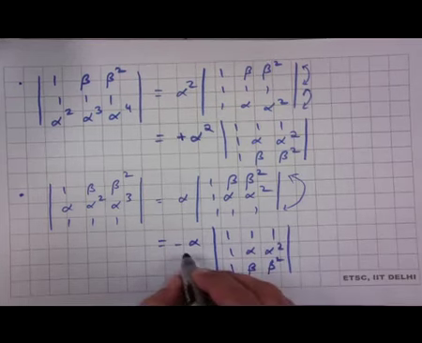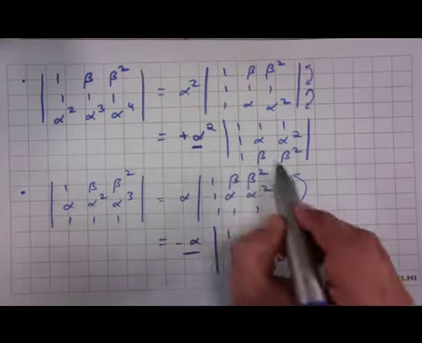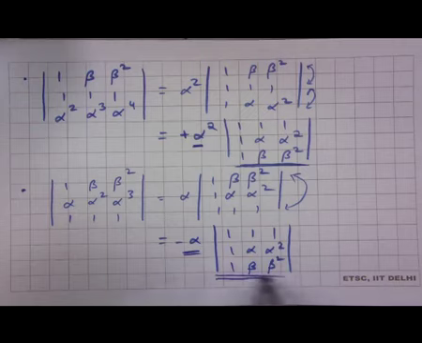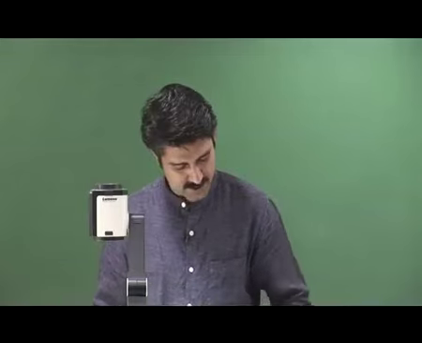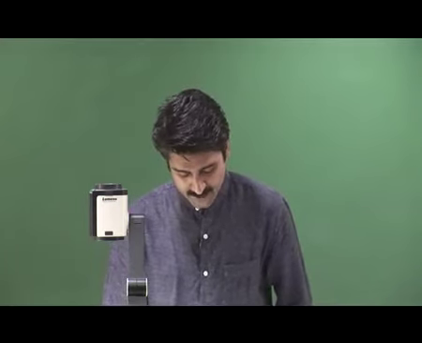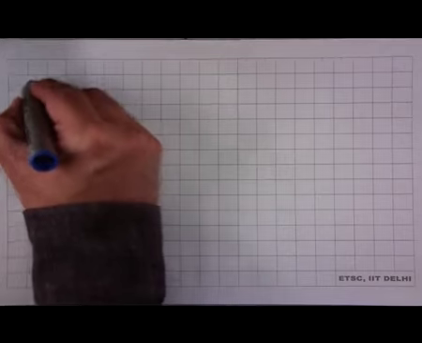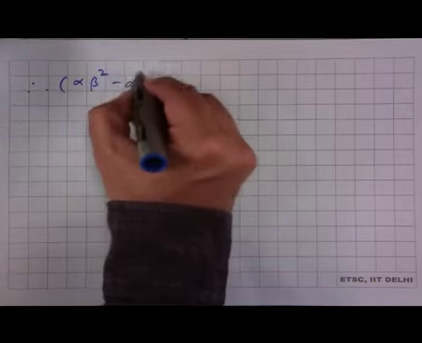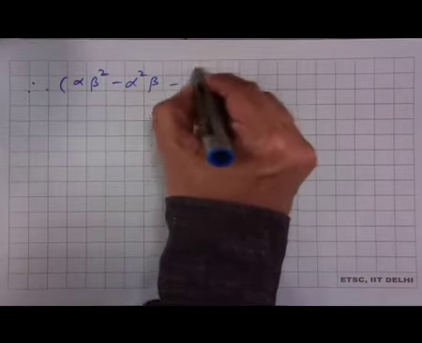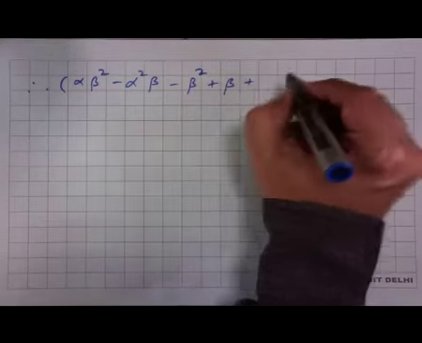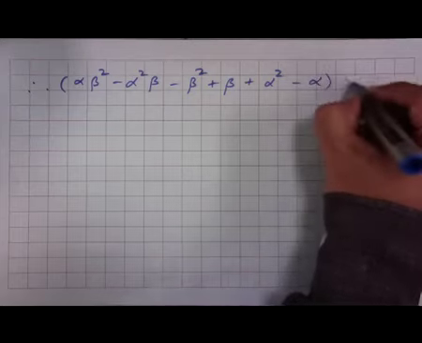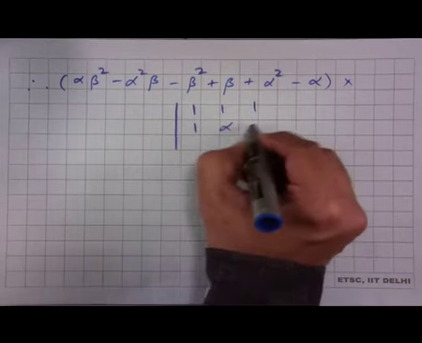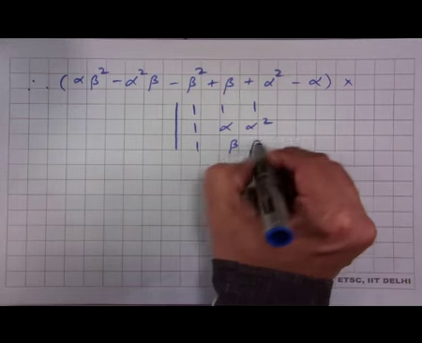So in this way we have reduced the fifth and sixth determinants into a factor times the determinant. The factors are different, but the determinant is the same, and so, just to complete the step, we can combine all the factors. So what we get is alpha beta square minus alpha square beta minus beta square plus beta plus alpha square minus alpha, into the common determinant 1 1 1, 1 alpha alpha square, 1 beta beta square.